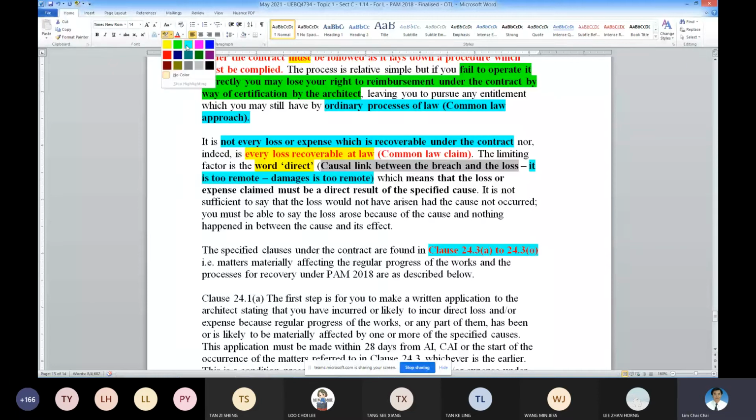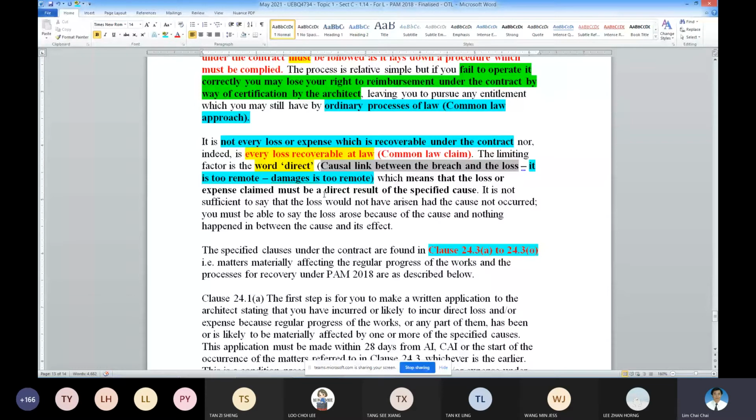So why is it so? Because the loss is too remote. If the damage is too remote, it's not claimable. So when the causal link is not there, it means it is too remote. That is the meaning. So there will be a direct result of the specified cause. This is the causal link principle. So this is under the common law claim.